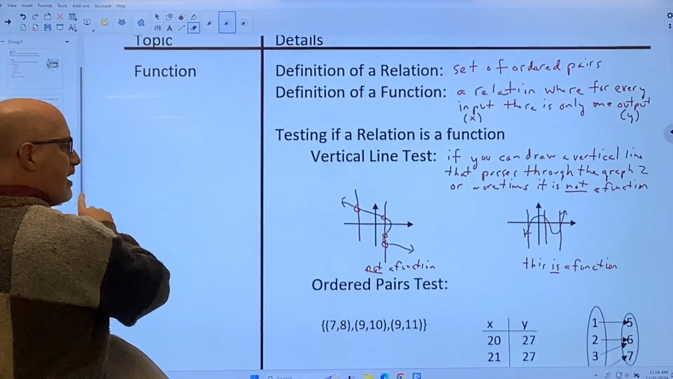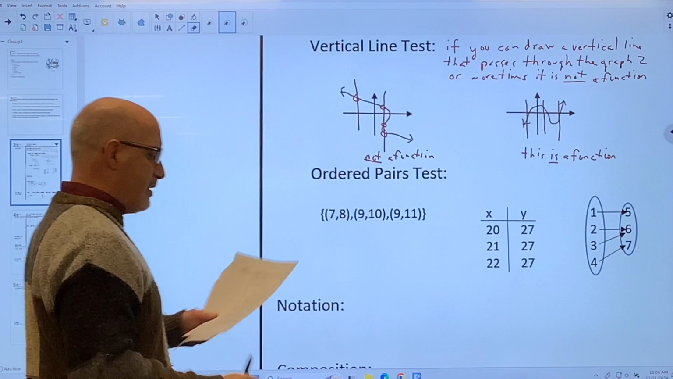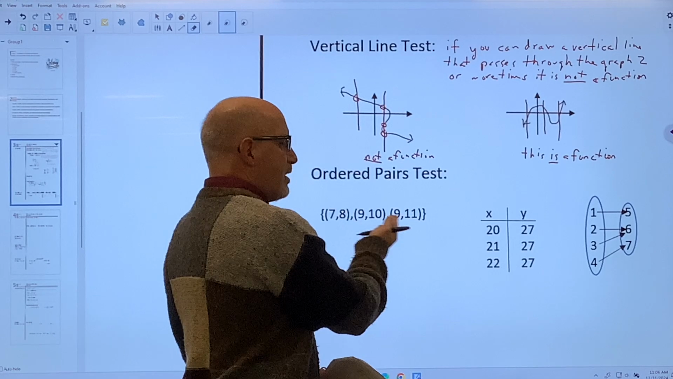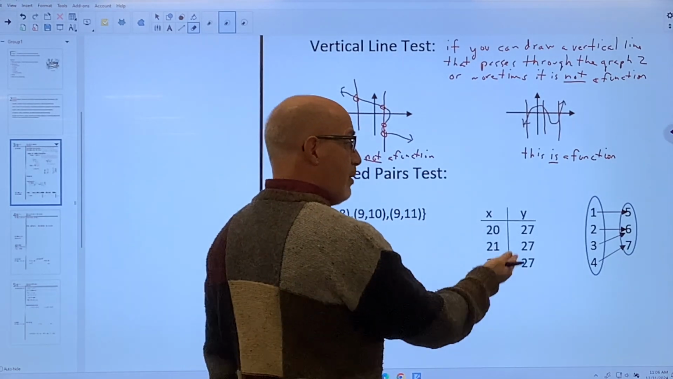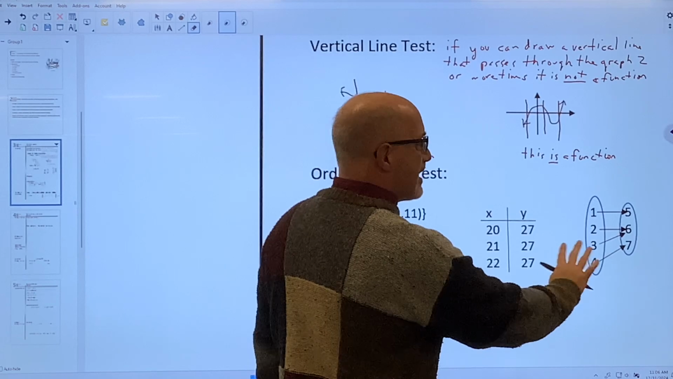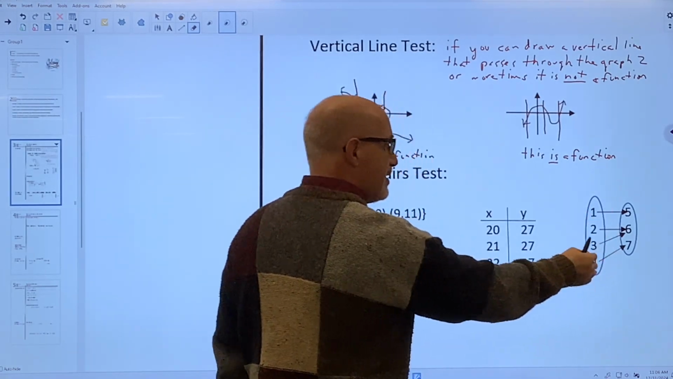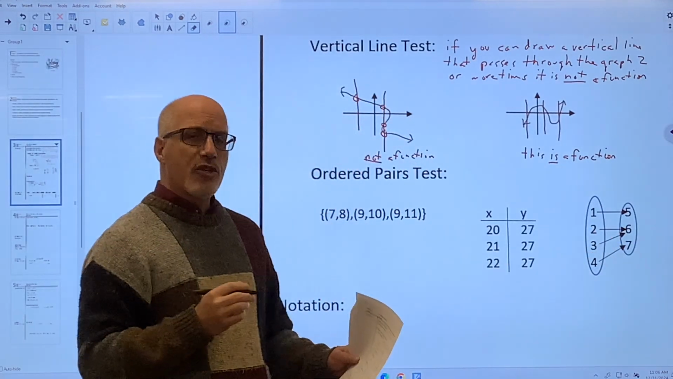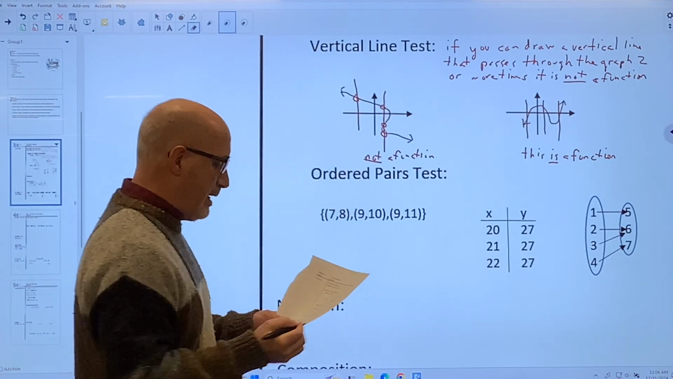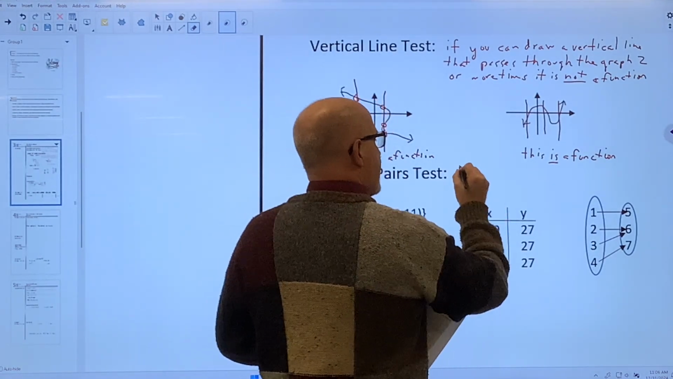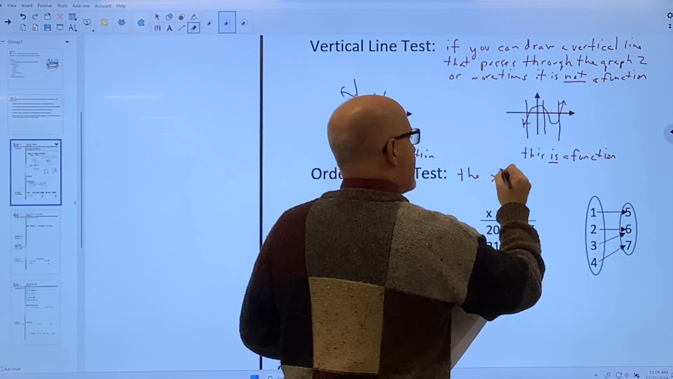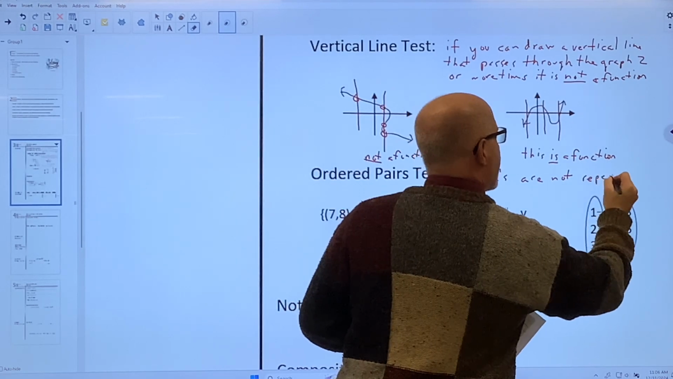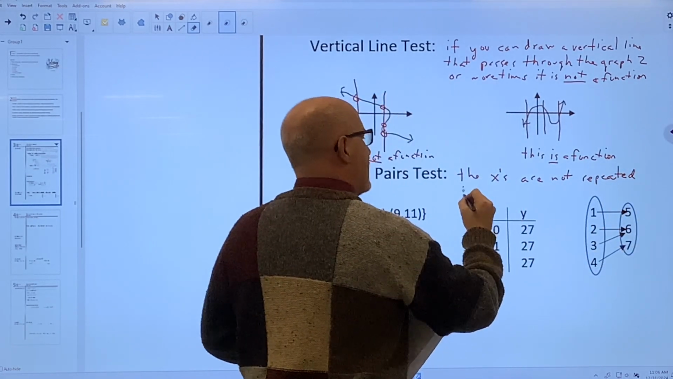All right, now let's look at where we use ordered pairs instead to test functions. Whether you've got a set of ordered pairs like a relation, or a chart, or maybe a diagram where this is the input, the x's, and this is the y's, implied to be inputs and outputs, you want to make sure that the x's are never repeated. If the x's are not repeated, it means it's a function.